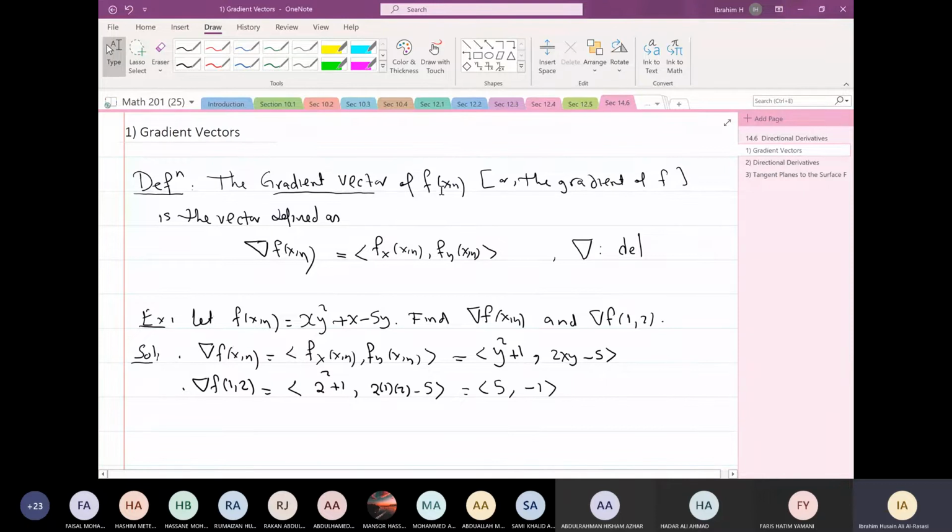For functions of 3 variables, you'll have f of x, y, z, and then the gradient is the vector consisting of the components f sub x, f sub y, and then we add the extra component, the z component, f sub z. This is the definition of the gradient. Now, what is the importance of the gradient? What is the application? You will see it very soon, in this section and in the next section. So this is the first point, the gradient vector.